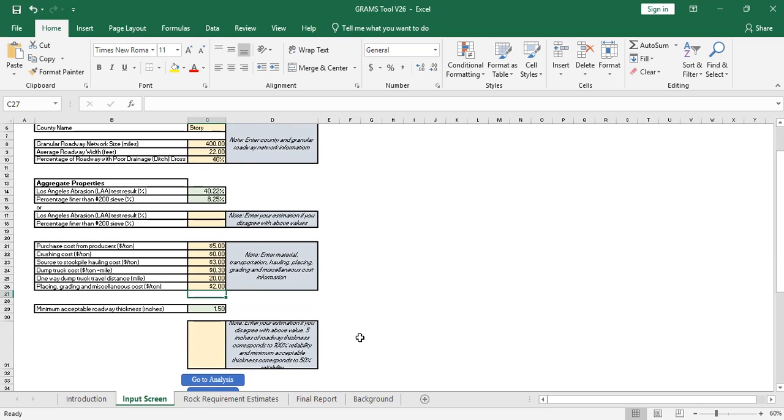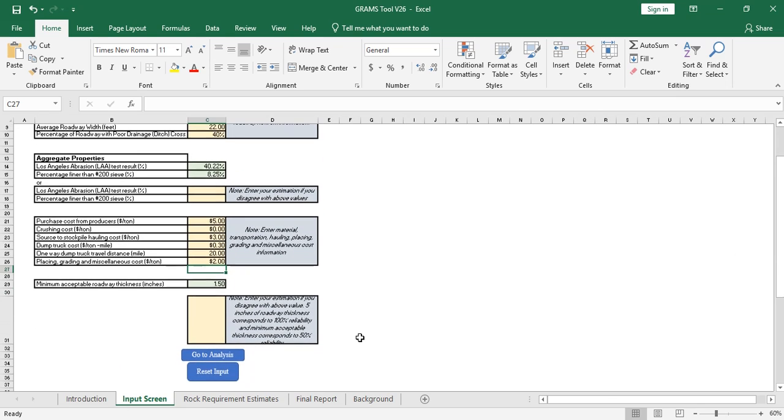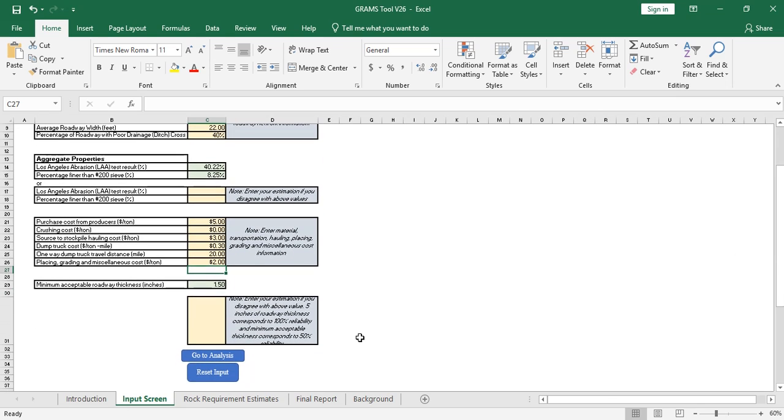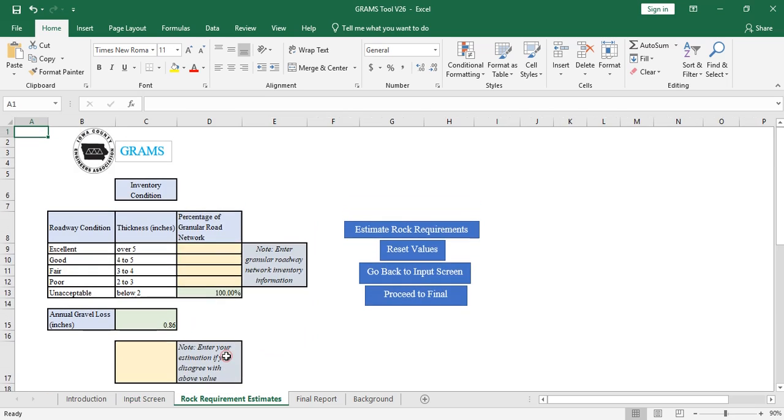If we go down, we can see that it shows the minimum acceptable roadway thickness. It's about 1.5 inches by default. If the user wants, they can override it and put a different reliability level here, minimum acceptable as 2 inches or 1 inch or something different. If we want, we can reset all the values here, but we're not going to do that. We're going to go to the analysis page.